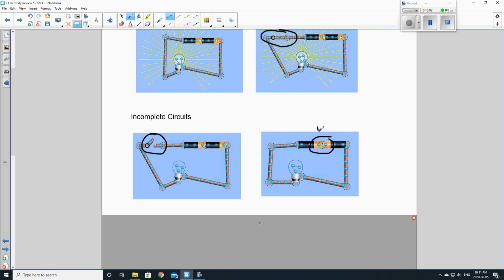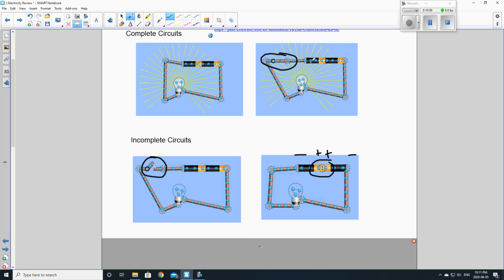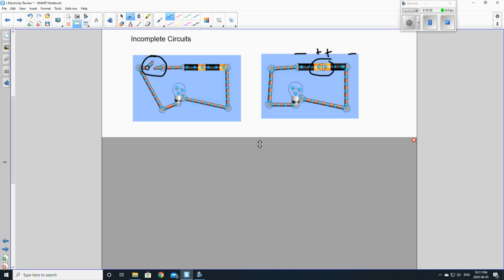Here we have plus, plus, and the negatives on the outside. On this side would be plus, this is the negative end of the battery, plus, and then the negative. When it's flat, it's negative. Positive is where there's a little nub. So in order for there to be a complete circuit, there has to be negative and positive touching each other. It cannot be like this.